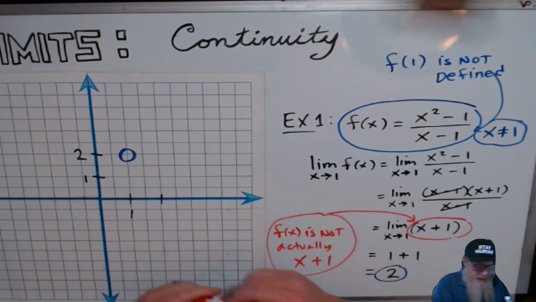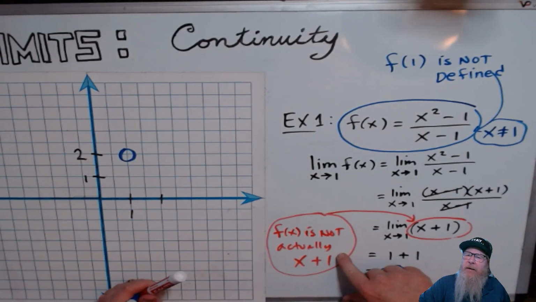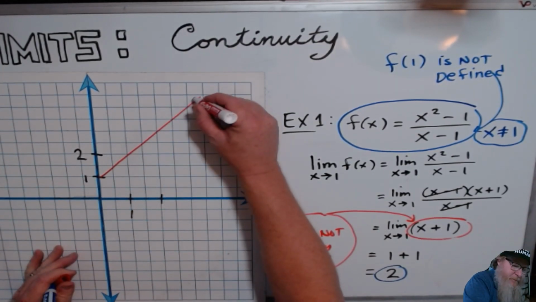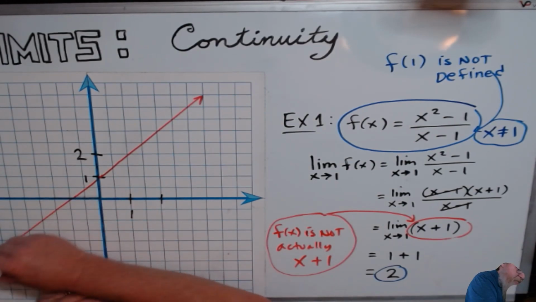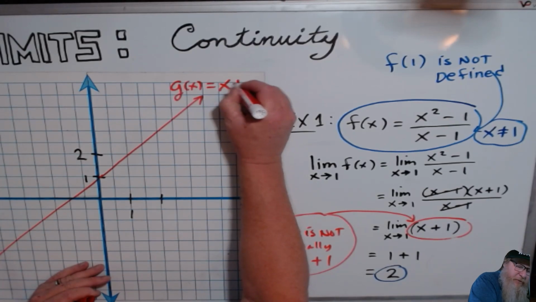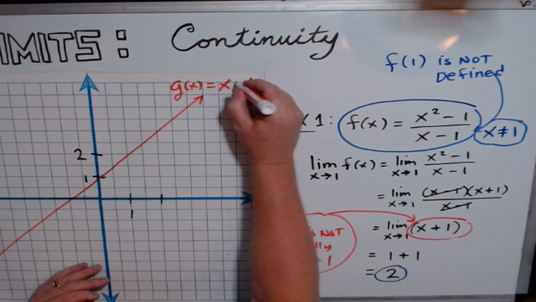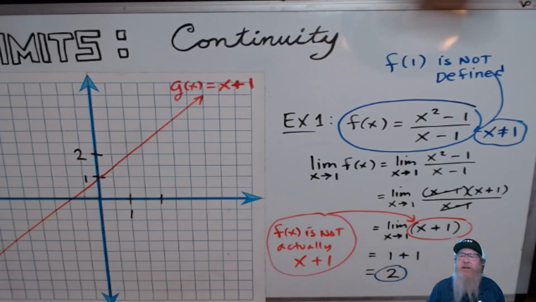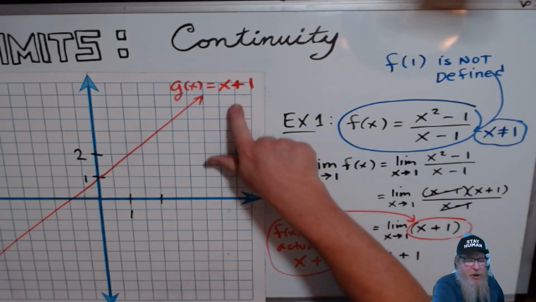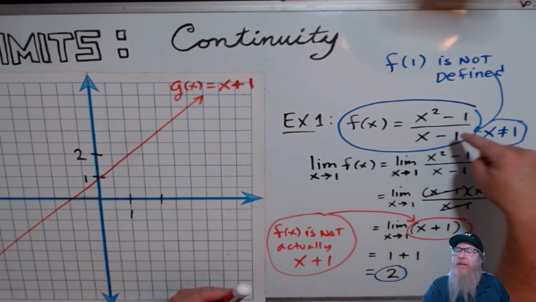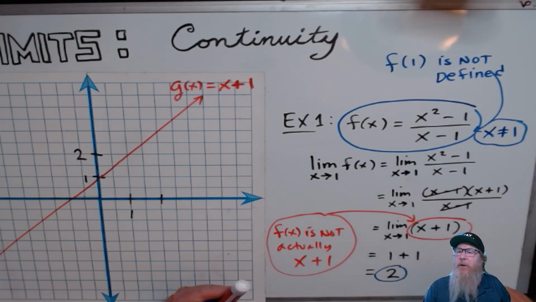So it's interesting. The function x plus 1 looks like this. So let's call this g. It's a cousin of f. It's a close relative of f. So this is what the function x plus 1 actually looks like. But the function in this example is not actually g. It's f. And so f looks like this function, x squared minus 1 over x minus 1.